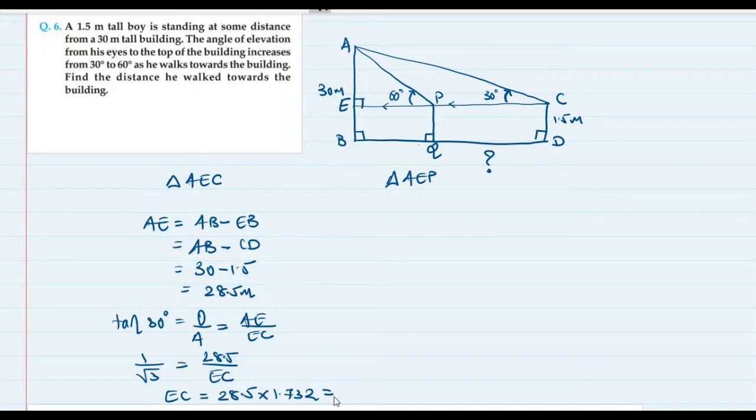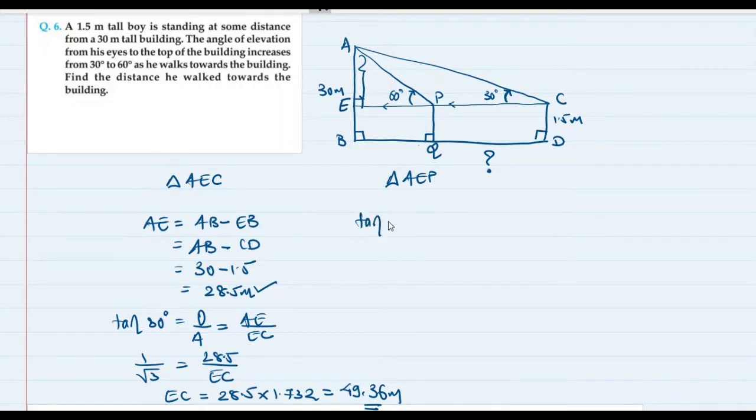I'm directly going to get the answer of this in decimals. So 28.5 times 1.732, 49.362. So 49.36 meters. Now what is this? This is EC. Now I told you there is one more triangle you can take, AEP. In triangle AEP, we know this angle is 60 degrees and we know AE is 28.5. We have already found it. So we can find EP.